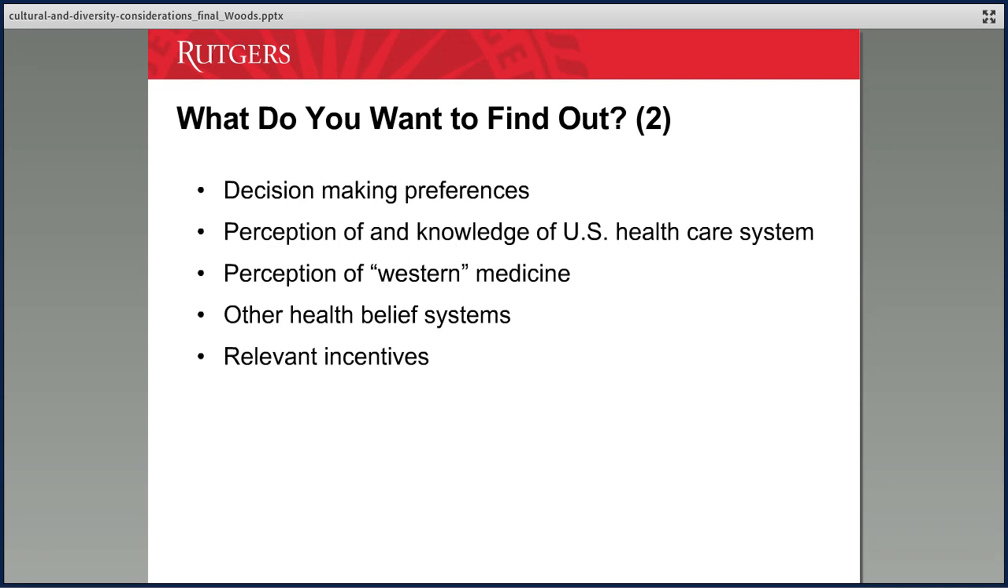What do you want to find out? Decision-making preferences. Who makes the decisions, and it's very important to include them. Perception and knowledge of U.S. healthcare system. Perception of Western medicine. Other health belief systems. Relevant incentives. What is going to help them the most in their life situation?